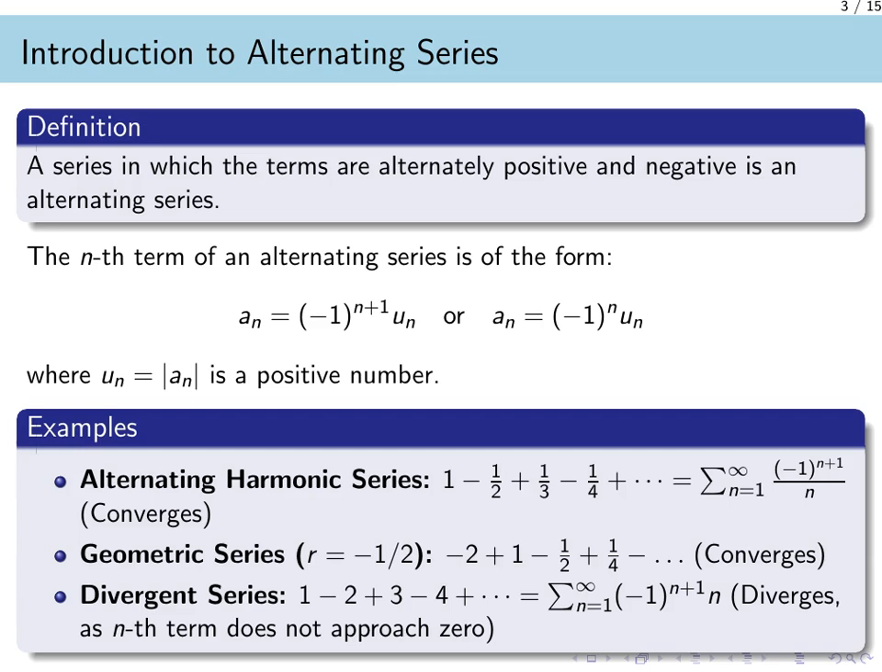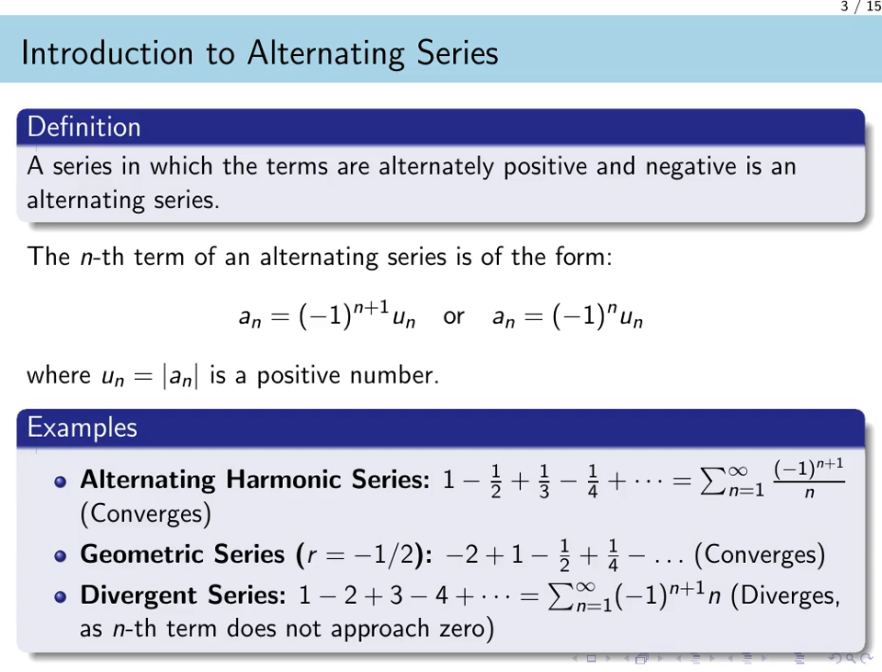Finally, the series 1 minus 2 plus 3 minus 4 diverges. This is because its terms grow in magnitude and do not approach 0, which is a fundamental requirement for any series to converge. The key takeaway is that the alternating sign pattern is a defining feature, but it does not by itself guarantee convergence.